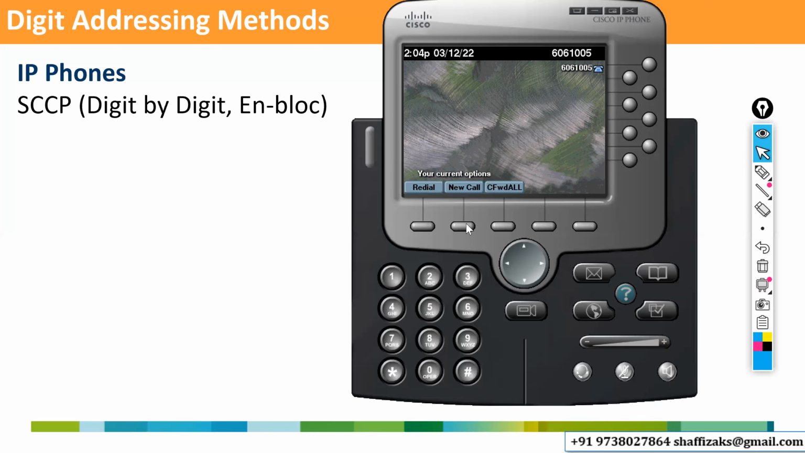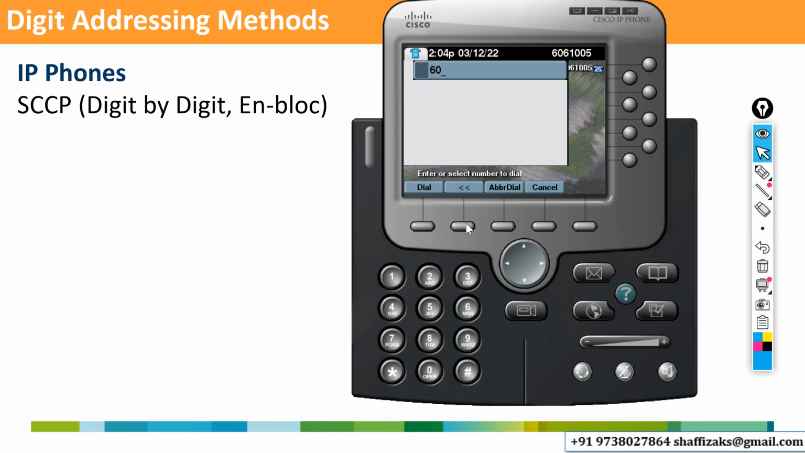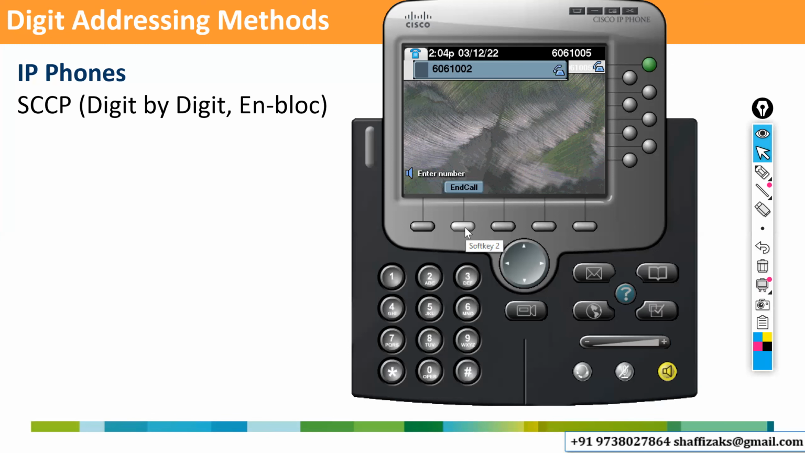In this case, what happened? So without taking the cradle, if you take the cradle or receiver or speaker when you are dialing, it goes digit by digit. Now what happened? I'm dialing all the digits 646 1002. Okay. Then I use the soft key button to dial out. In this case, what happened? The number goes as an N block.